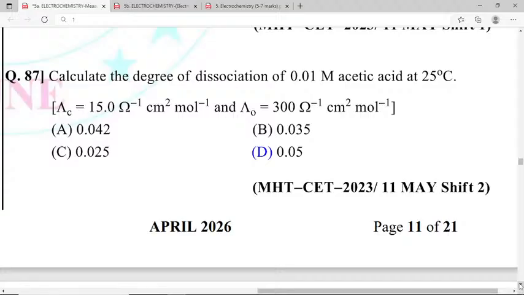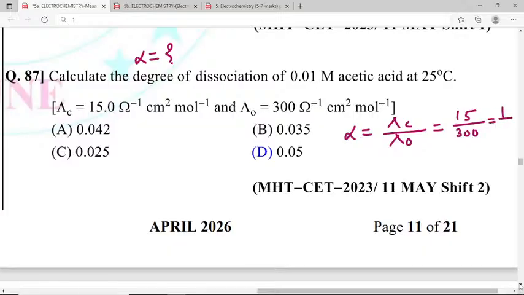Next, question number 87. Calculate the degree of dissociation. Degree of dissociation alpha we have to calculate. Concentration is given, lambda C and lambda naught. So alpha is equal to lambda C divided by lambda naught. What is the value of lambda C? Lambda C is 15 divided by 300. So this is equal to 1 by 20. The value of 1 by 20 is 0.05.